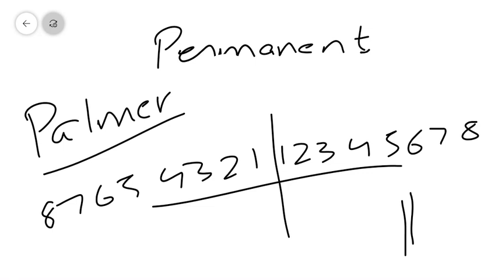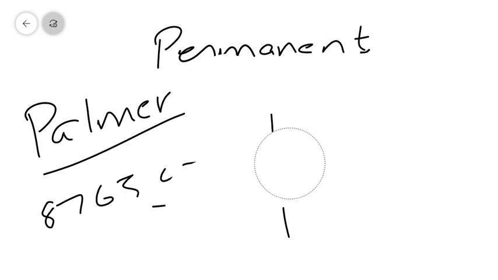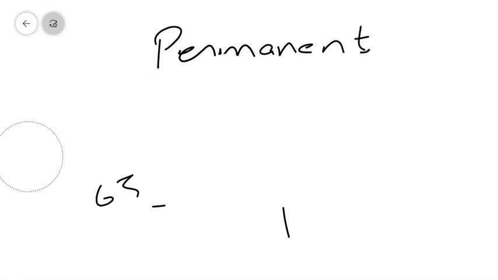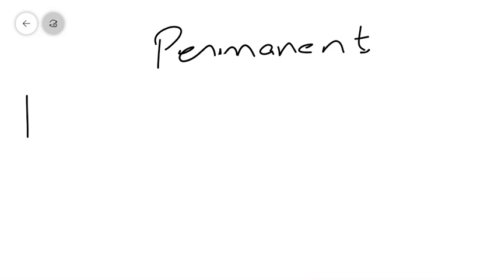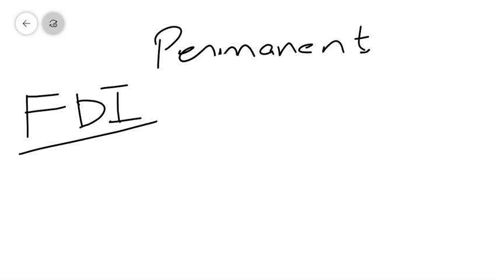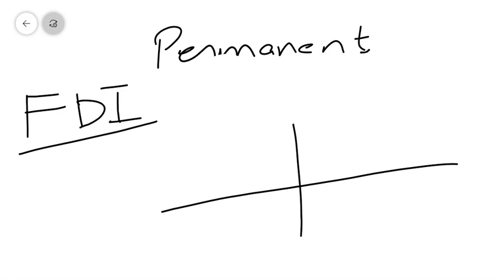Lastly, talking about the FDI system, that is new, that wasn't present in the primary dentition. FDI is also used frequently, like the universal numbering system, but there are certain differences as to how we call out the number of individual teeth. So if you are using it for the permanent dentition, we make a bracket like this again. And there is one thing that you have to remember here.